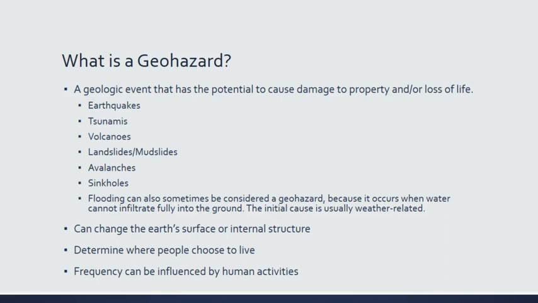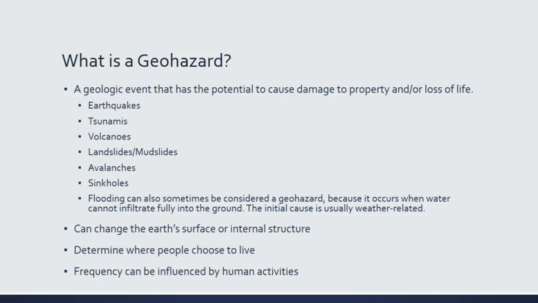Sinkholes, and then flooding can sometimes be considered a geohazard because it occurs when water can't actually infiltrate fully into the ground. It may be saturated or impermeable or whatever. But the initial cause of flooding is usually weather related. So we're going to save our flooding conversation until we talk about weather hazards.